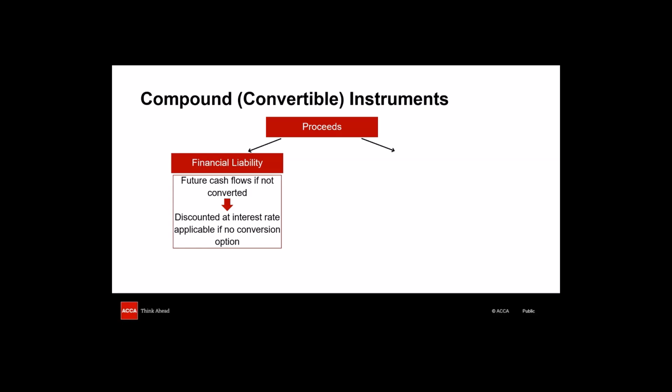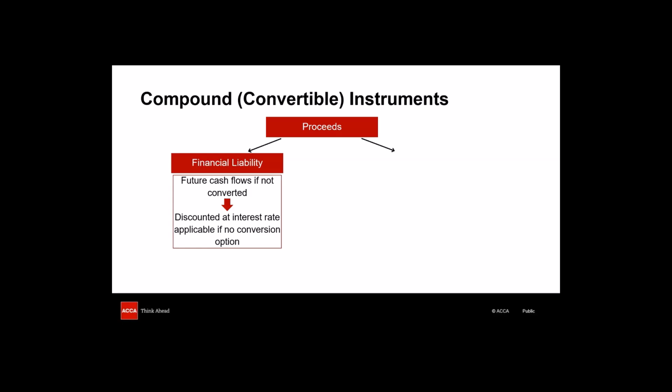So in the financial liability, we are going to assume that the holder is going to take cash from the issuer, and in that case, we are going to recognize the financial liability. Because this is going to happen in the future, we first identify the cash flows and then we calculate their present value. These are discounted at an interest rate applicable if there is no conversion option related to that loan.